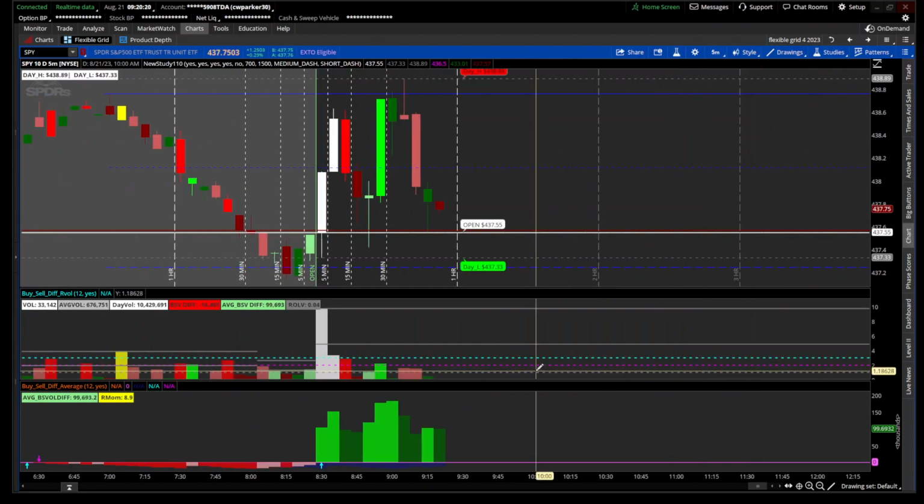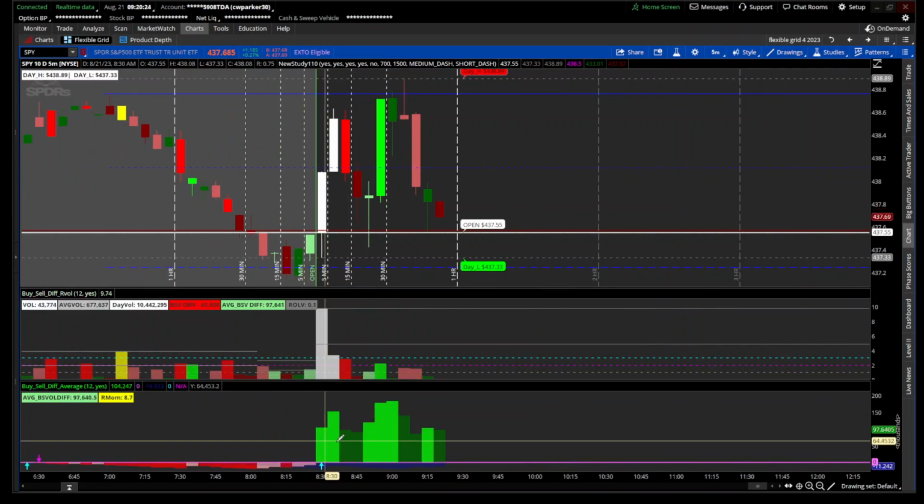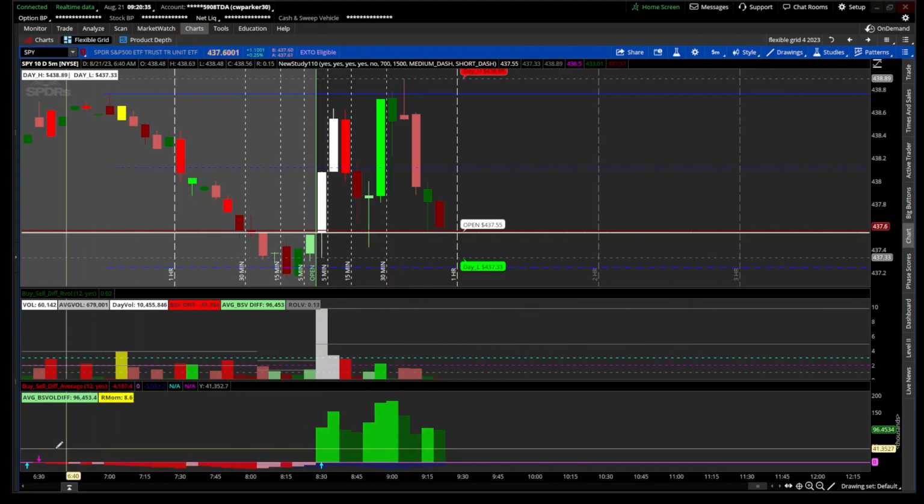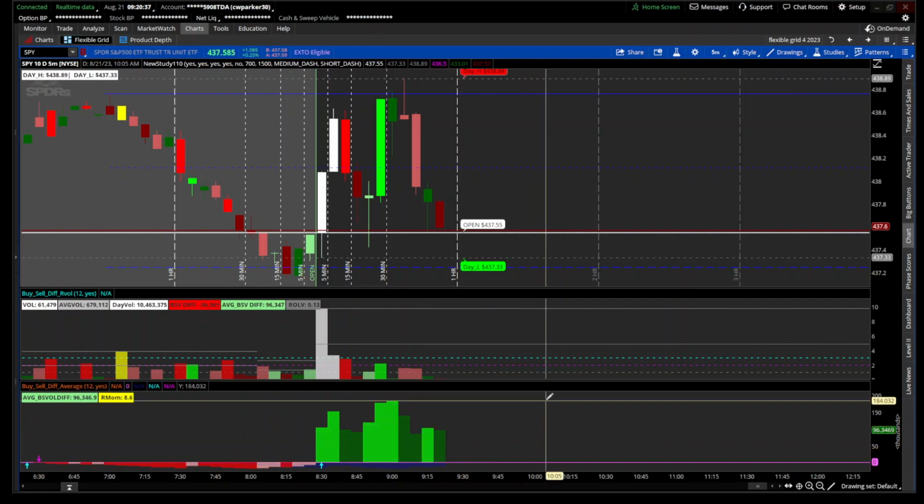But going into it, you can see how mine was a lot more helpful, and because I added this average down here, you can see that on average there's still more buying than selling. You can see this arrow pointing to when it got above zero. This arrow right here showing it was below zero.